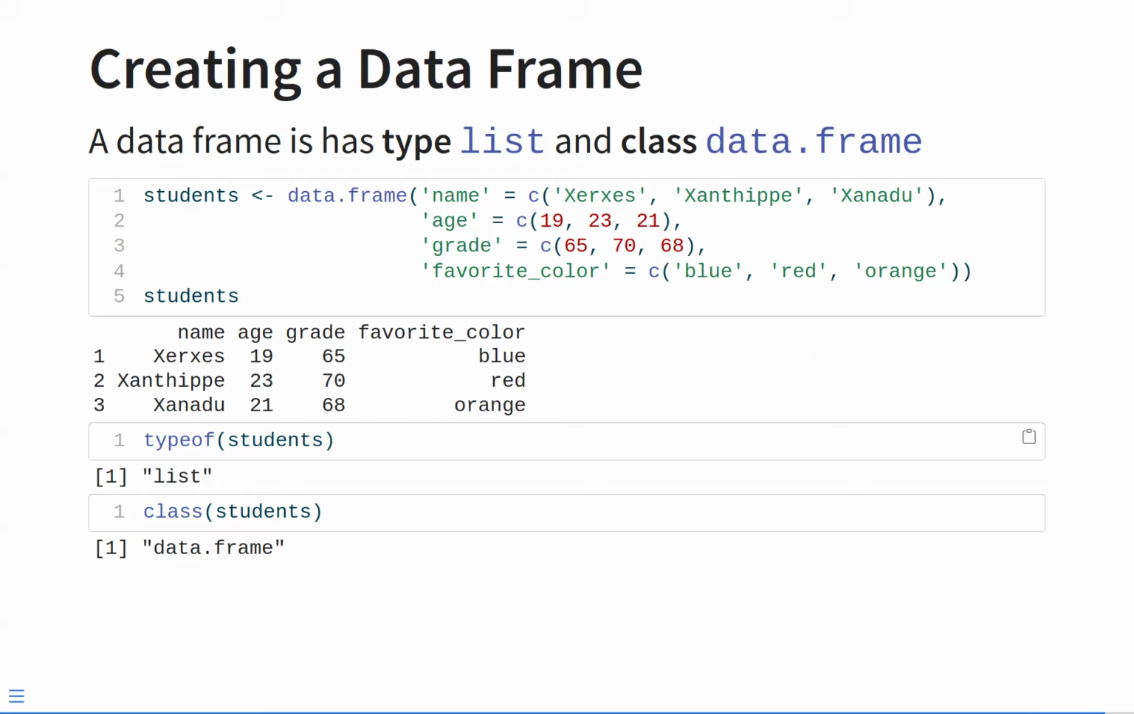So here I've created this little table of information about some fake students, and you see when I print it out, I get something that looks just like a spreadsheet. A data frame is a list, so if we do typeof students, it will return list, and its class is data frame. So we have a similar relationship here between data frames and lists as we saw with atomic vectors and matrices, in that the type and the class can be different. So here a data frame is a list, but a list does not have the class data frame.